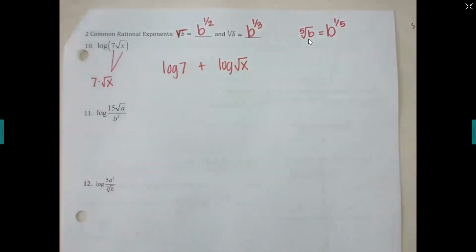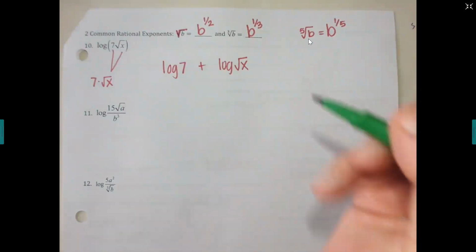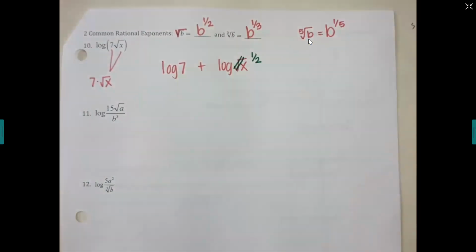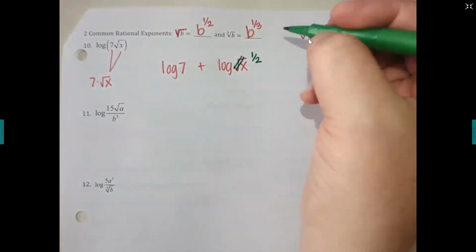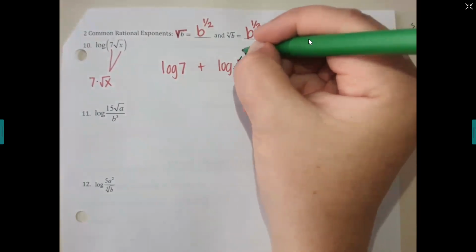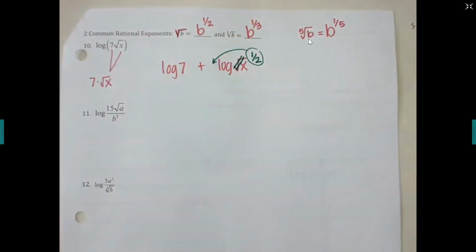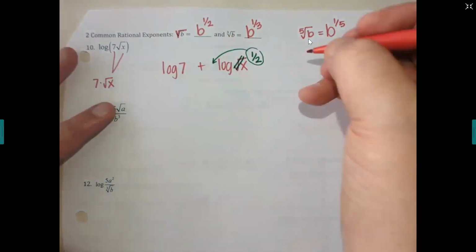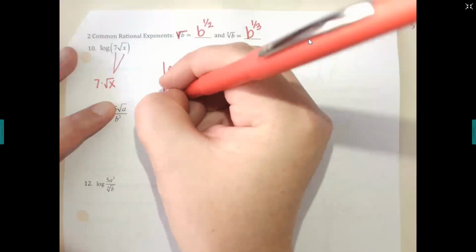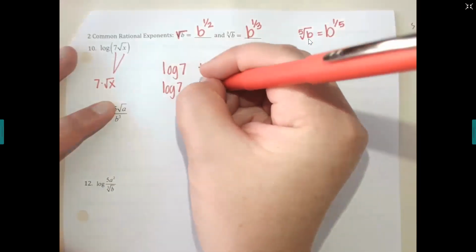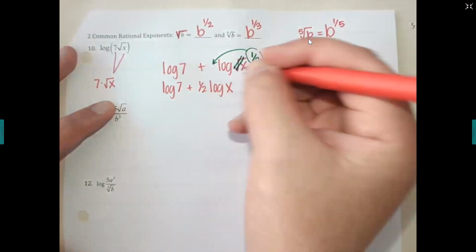And then I would say, wait, I can't leave the x in the root because a root is really a hidden power. What power is it? A 1/2. So I would have to then eliminate this square root by using a 1/2, and then move it down to the front. Okay, so then this would move down here. So my final answer would be log 7 plus what? 1/2 log. There we go, 1/2 log x.